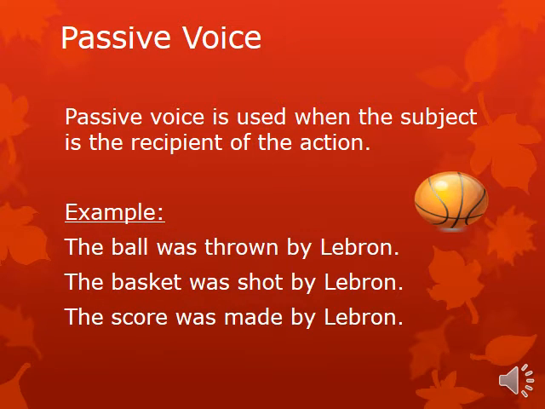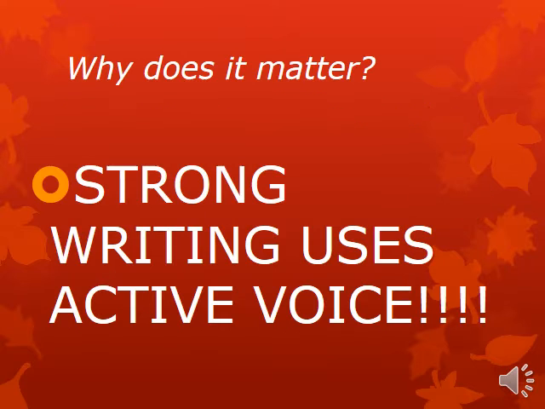The passive voice is the opposite. It is used when the subject is the recipient of the action. For example, the ball was thrown by LeBron. So here, LeBron is not the one who did the action. The basketball was shot by LeBron. The score was made by LeBron. And if you can see, we always have by in the passive voice.